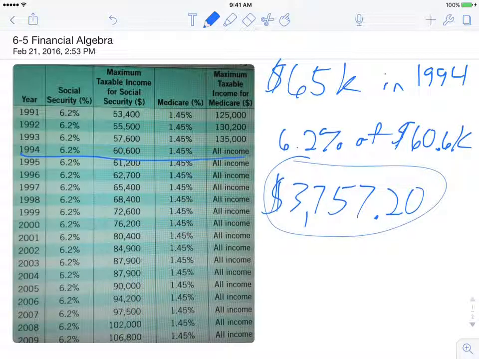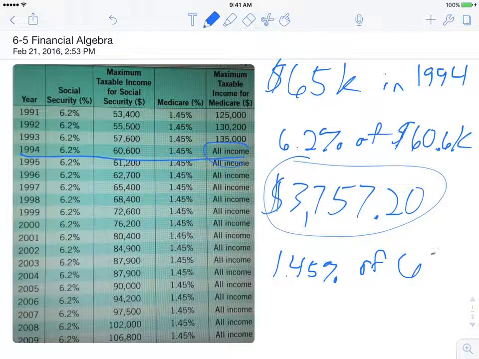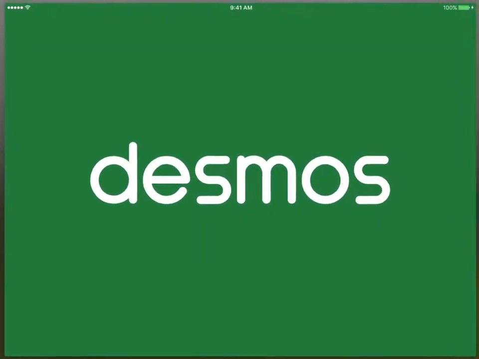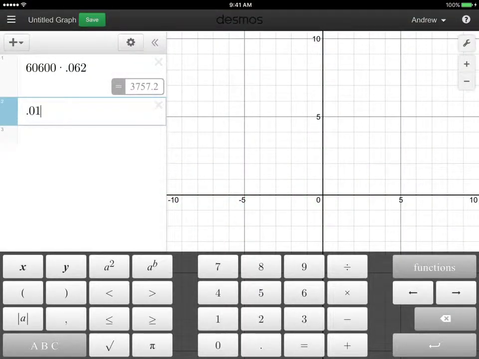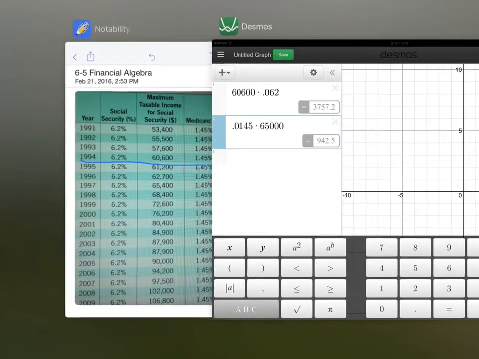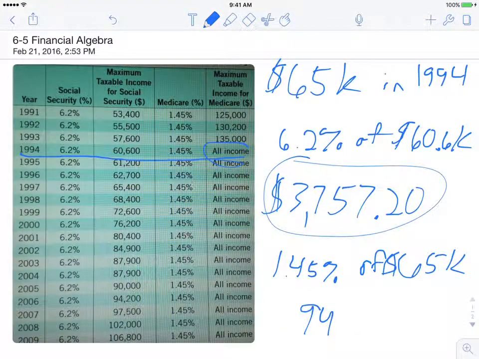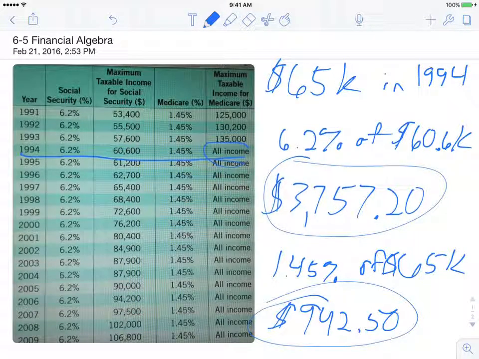Now, we can go to the Medicare taxes, and the Medicare, as you notice, doesn't have a limit at all. It's all income. So we would take 1.45% of their full income, the full 65,000. And so that would look like this: 0.0145 times 65,000. And that would be $942.50. Okay, so I could figure out the combined amount for those two if I wanted, but that's how you would figure those out.